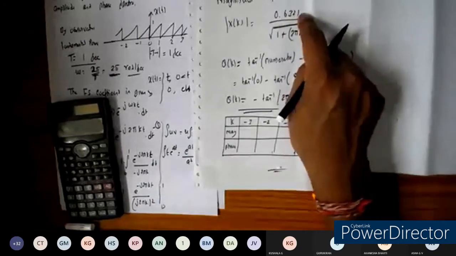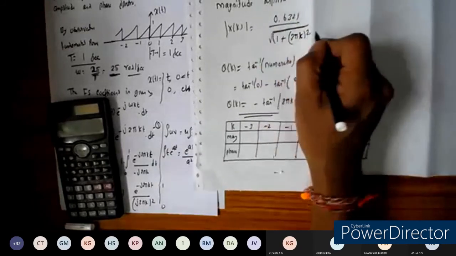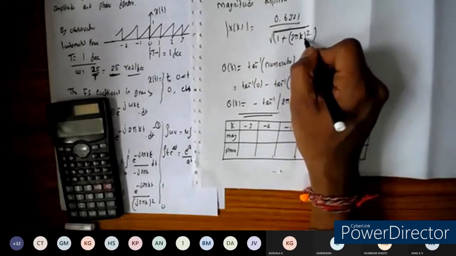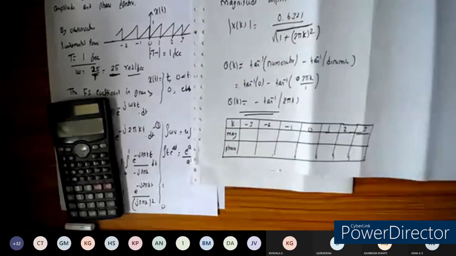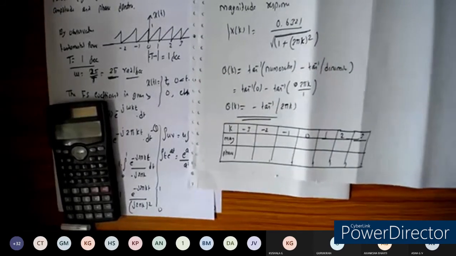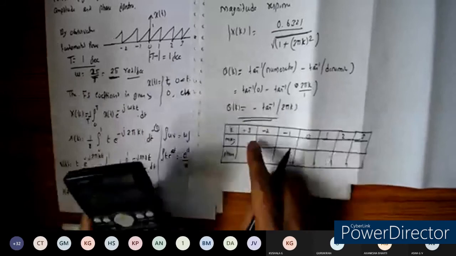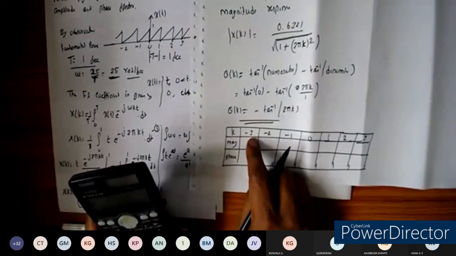So it is 0.6321 divided by the square root of, open a small bracket for this one, 1 plus 2 pi k, the whole square. Use one more small bracket for this, and close the small bracket for this entire thing. Use the CALC button in your calculator. Substitute the value k equal to -3. How much will you get?